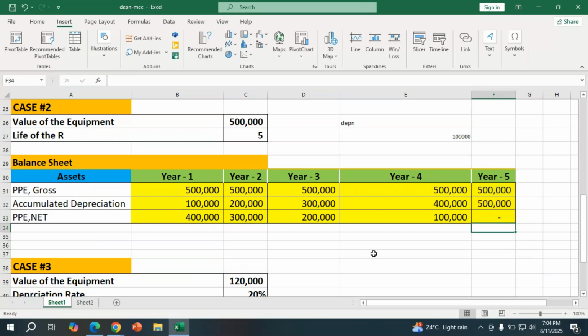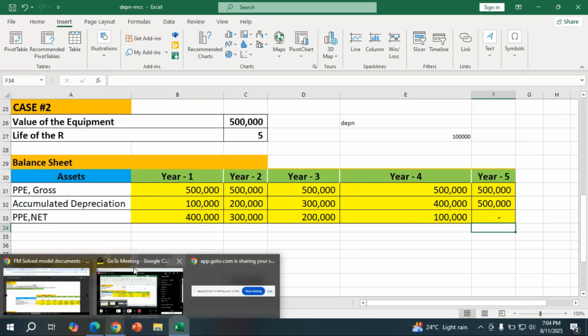That's it. Hope you've got the picture now clearly. Okay. Accumulated depreciation calculation here. The depreciation schedule. Hope all of you have got the same answer. Yes?